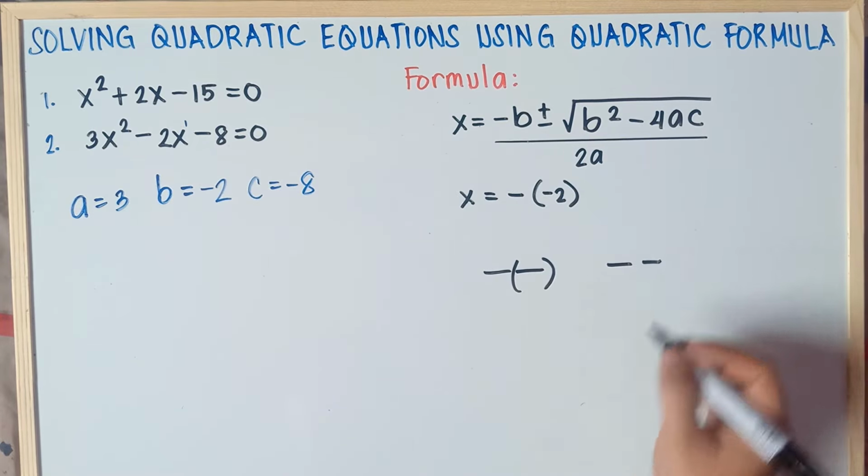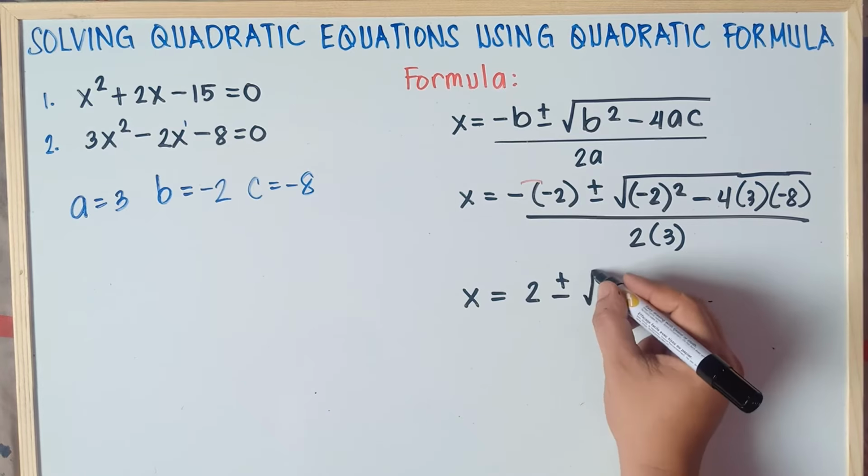Alright, so this will be positive or negative square root of, so our B is negative 2, so negative 2 then squared, minus 4. Once again, if you have 4AC, it means 4 times A times C. Our A is 3, 4 times 3, and our C is negative 8. Close parentheses, all over 2. Our A is 3. 2 times 3. Alright, and then you simplify, class. This will be x equals, so multiply the signs, negative times negative. This will be positive 2. So instead of negative 2, it will be positive 2.